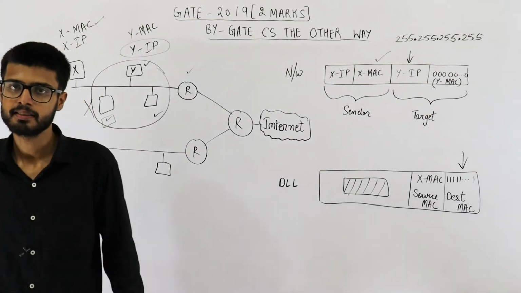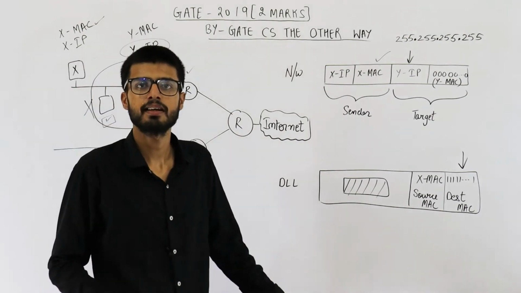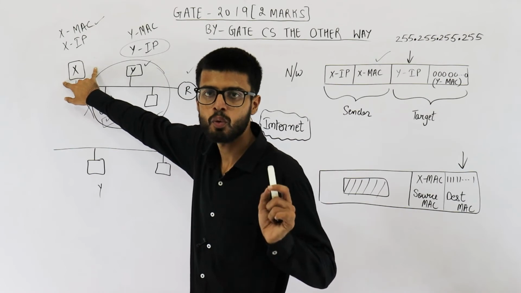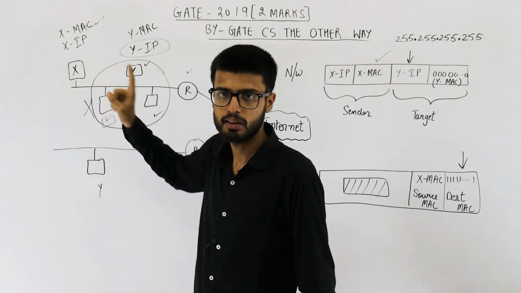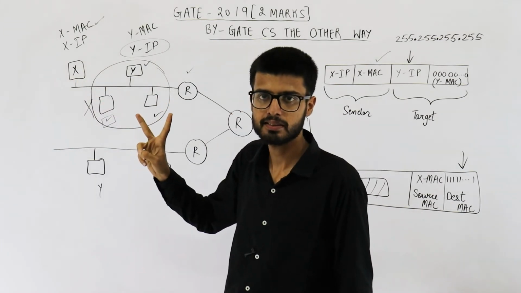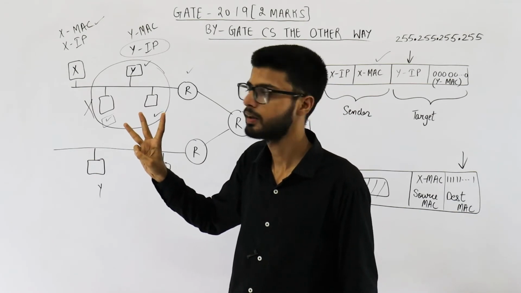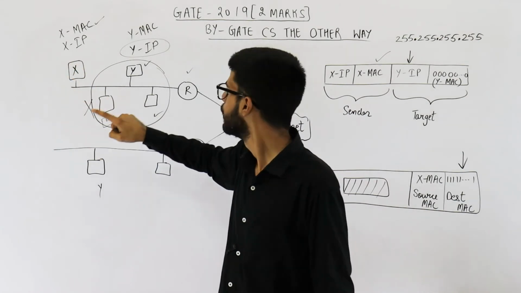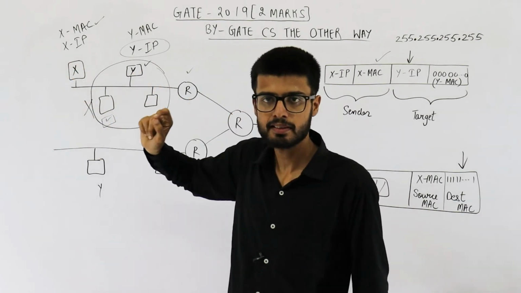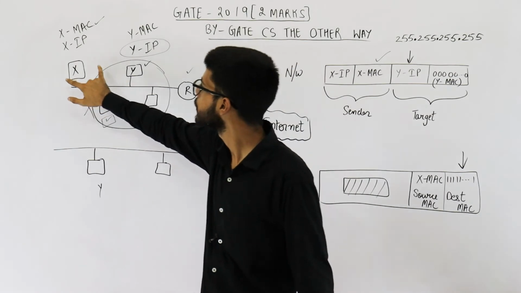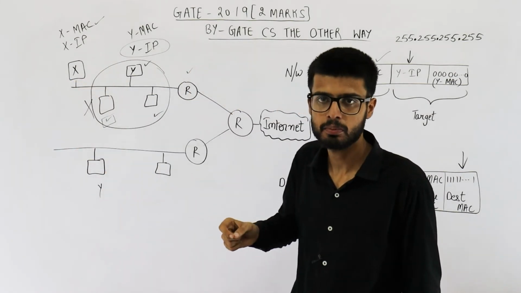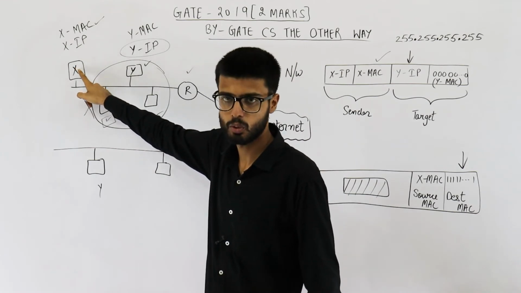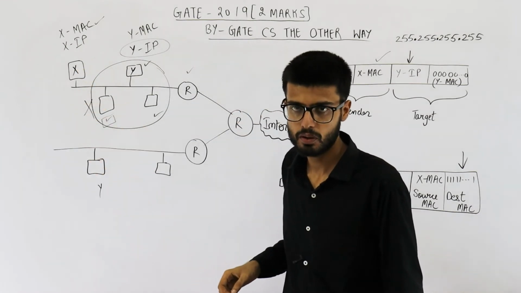Now the question arises: how does X know whether they are in the same or a different network? The ISP will provide four things to each and every node: DNS, IP address, default gateway's IP address, and the subnet mask. So X has a subnet mask. Using the destination IP address and the subnet mask, X can determine whether the destination and this node are in the same network or not.